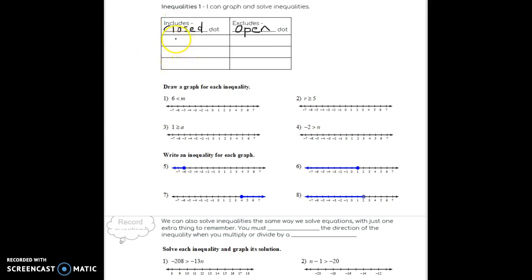All right, so things that have a closed dot are greater than or equal to, less than or equal to, and equal to. Open dots are greater than, less than, and not equal to. Okay, closed dots, open dots. And then we always shade the side that makes it true. Okay, shade toward true.